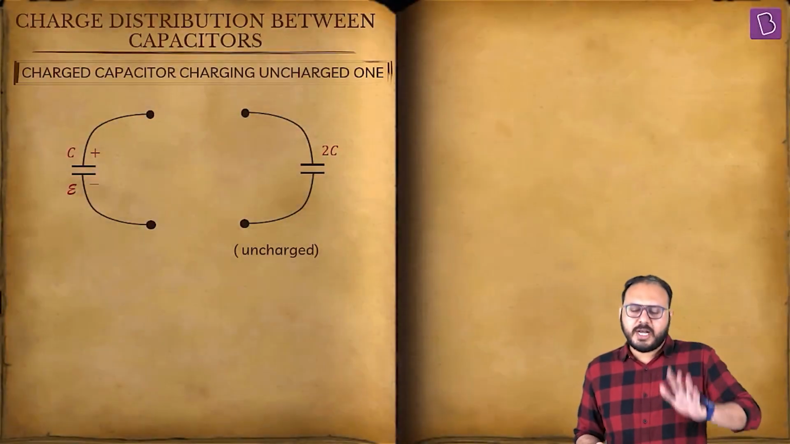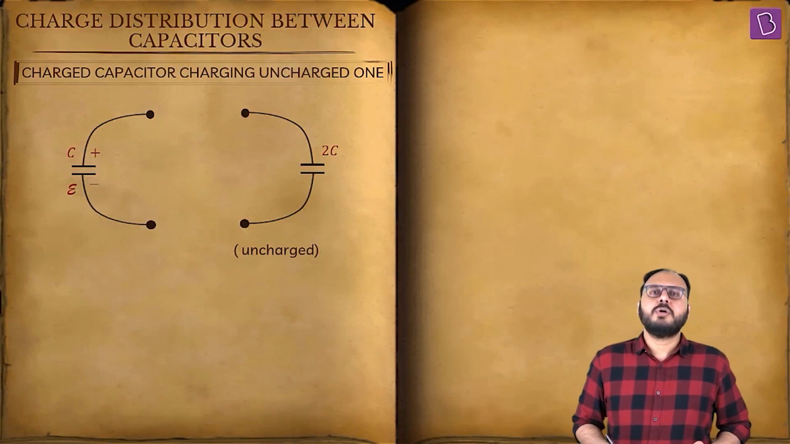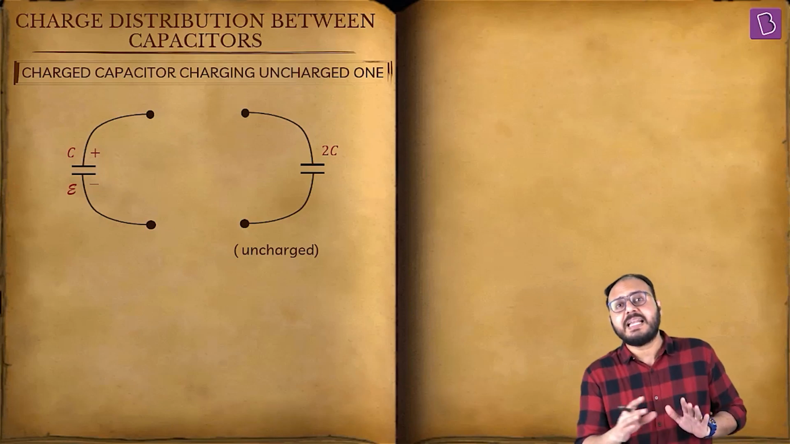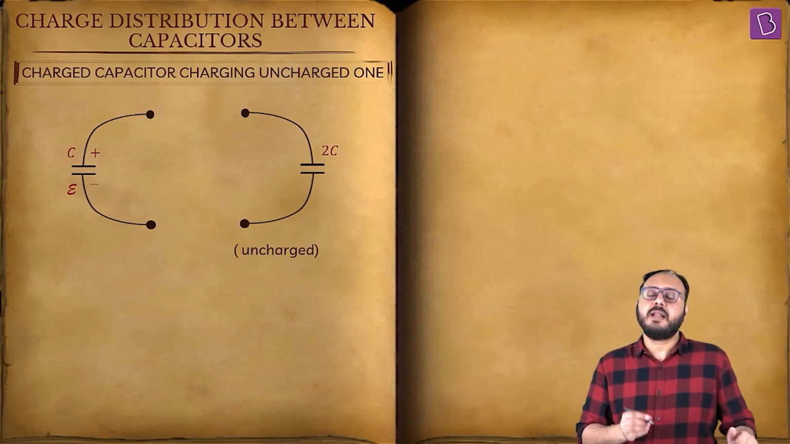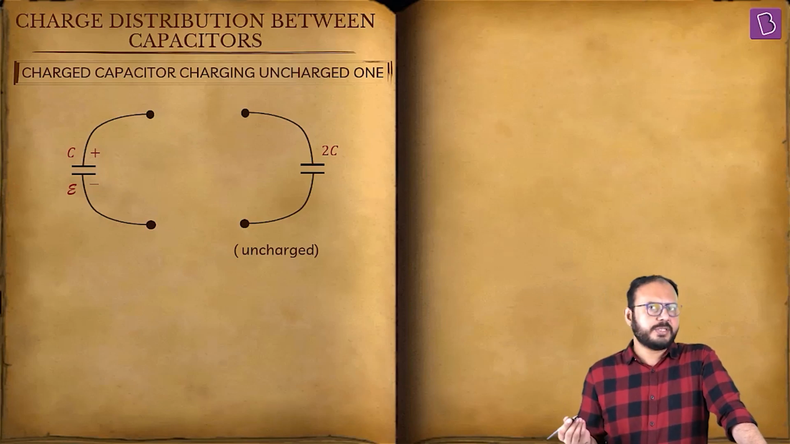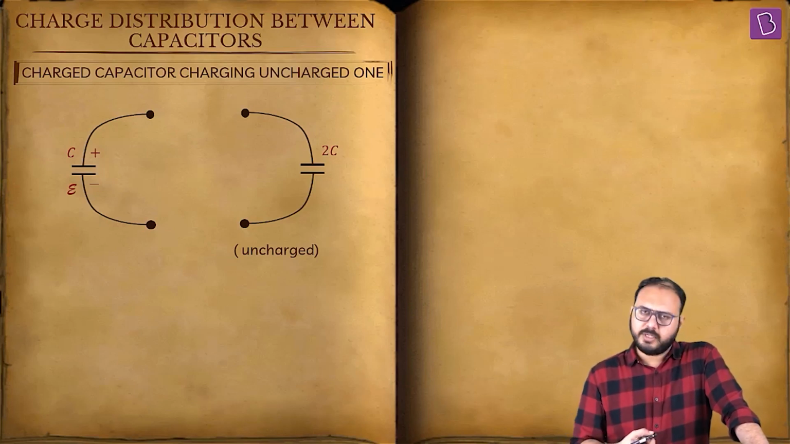You have one charged capacitor and one uncharged capacitor. How do you decide and solve what happens when they are connected? Okay, so there are two ways to solve it. Obviously, I'm going to give you both the ways. Can you see the two equations, the two conditions?